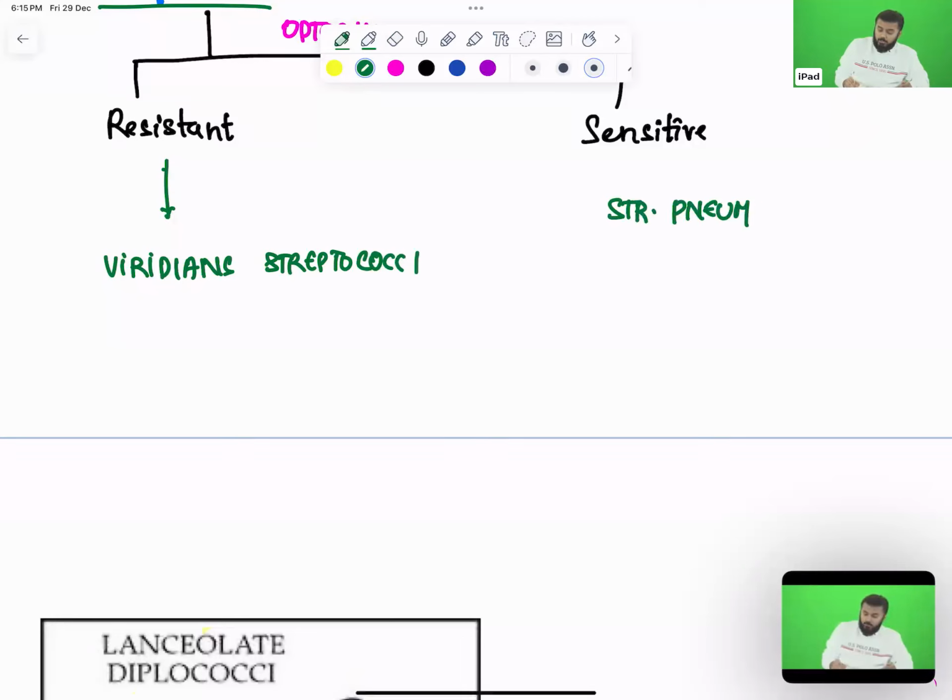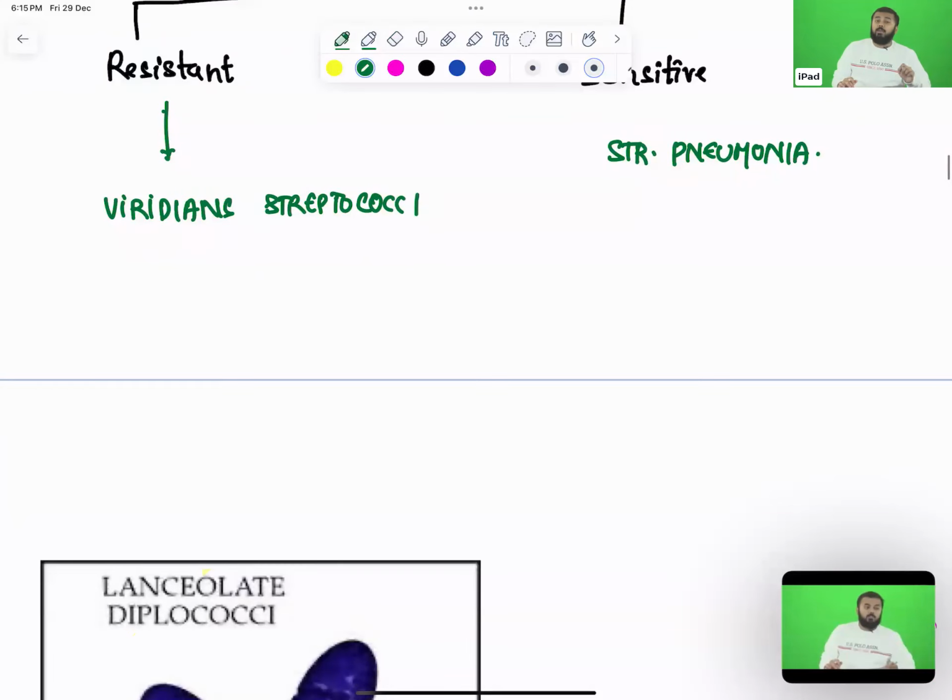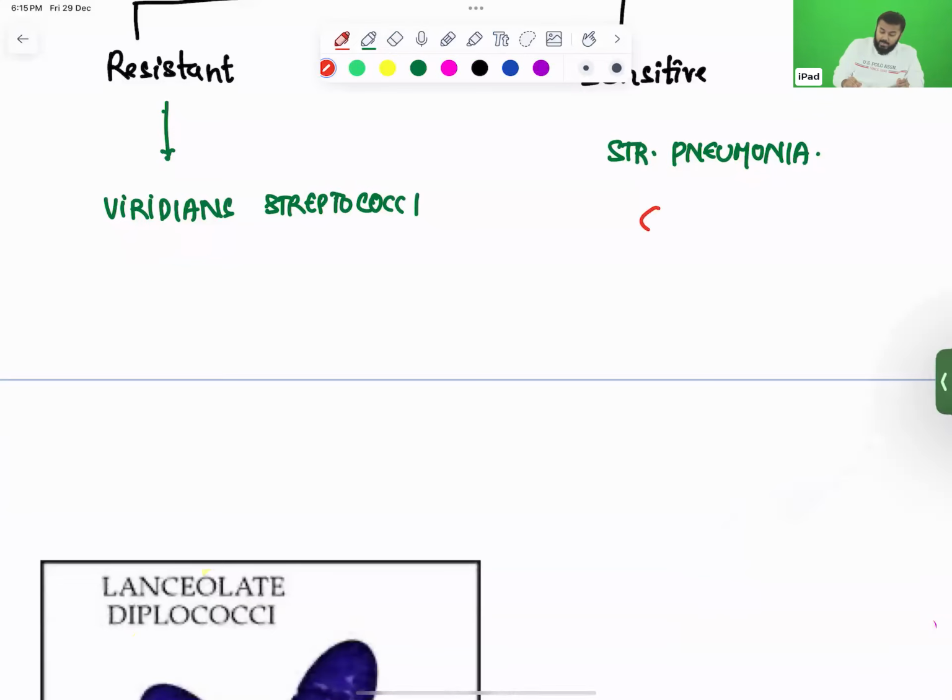All of you know about this Streptococcus pneumoniae very well, right? Now out of these two, one very important point that is asked in the exams is that Streptococcus pneumoniae is encapsulated. Encapsulated means it is surrounded with a capsule, whereas viridans streptococci is unencapsulated. It means it does not have a capsule.